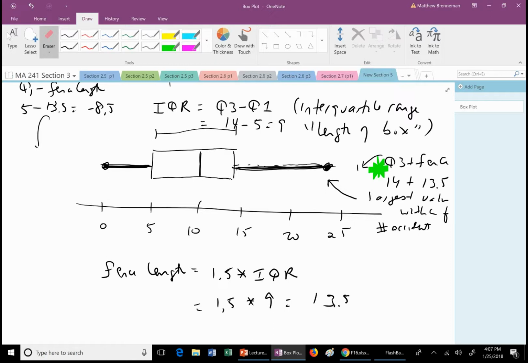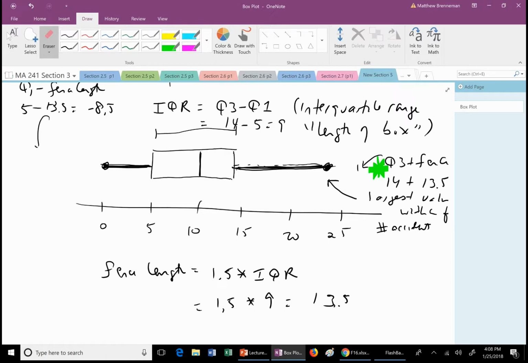Oh, you mean what would happen if the maximum value landed right on the fence? Oh, I would actually still leave it. So suppose you had a value of 29 and then you still had 23. The whisker would only go out to the longest value within the fence. And then anything outside the fence, I would plot as an outlier. Okay? So it takes a little while to kind of get the hang of this. But that's what's going on.